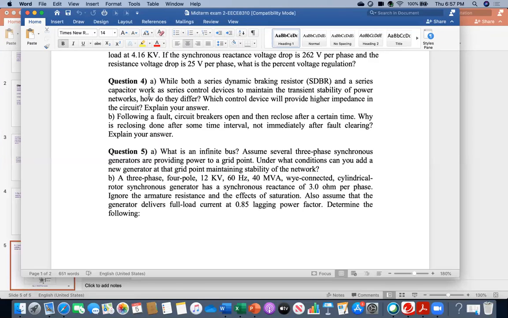What is the capacitor doing? You are not adding any resistor; rather you are compensating the inductor. So the impedance will be lower in the case of the capacitor. Therefore the question is, which control device will provide higher impedance? The SDBR will provide higher impedance. That is the answer. And then when I tell you to explain, you explain how.